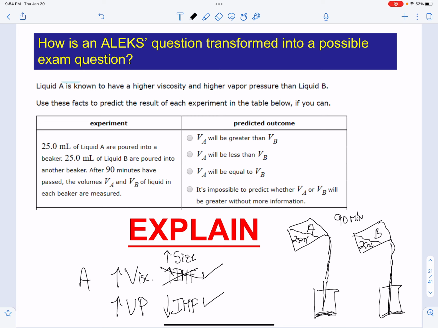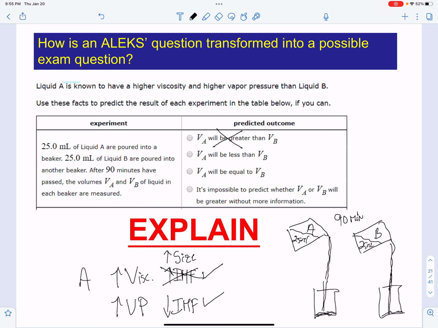Well, we know the viscosity is higher on A, right? So that means it's gonna flow slower. So that would be wrong. We're talking about the volume in the beaker that we're dropping it into. So the viscosity is higher on A, so you're not gonna pour more of A. It's gonna resist flowing through.